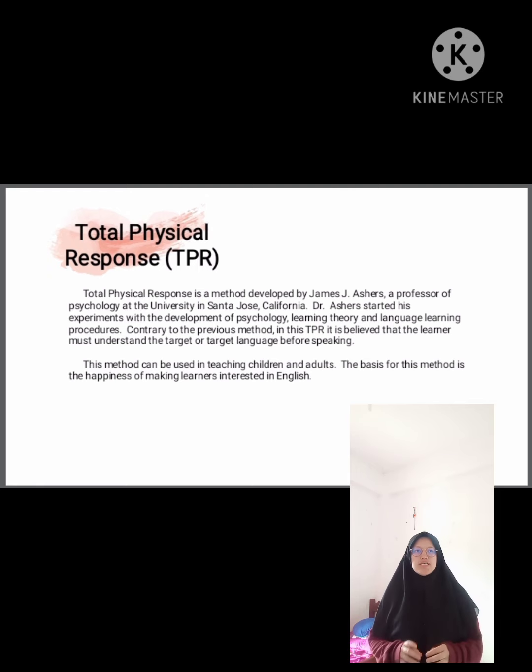Total physical response is a method developed by James J. Asher, a professor of psychology at the University in Santa Cruz, California. He started his experiment with the development of psychology, learning theory and linguistic learning procedure, contrary to the previous method. In this TPR, it is believed that the learner must understand the target linguistics before speaking.